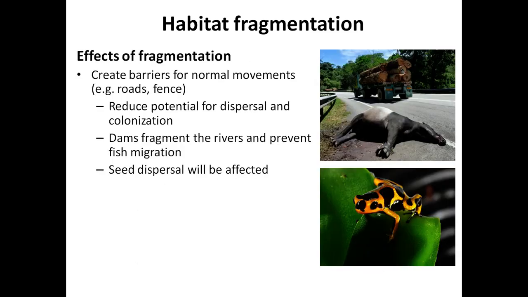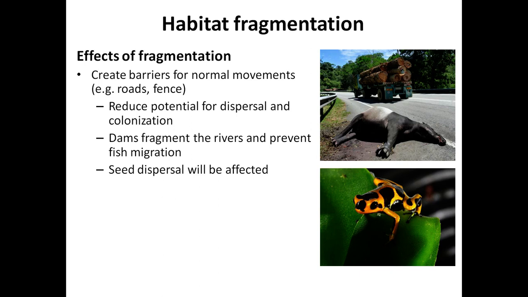So what are the impacts of fragmentation? Essentially, fragmentation creates barriers between natural habitats. So it can reduce normal movement of organisms or their developmental stages. So the dispersal and colonization will be affected. And dams can fragment rivers and completely cut down spawning migrations of species.